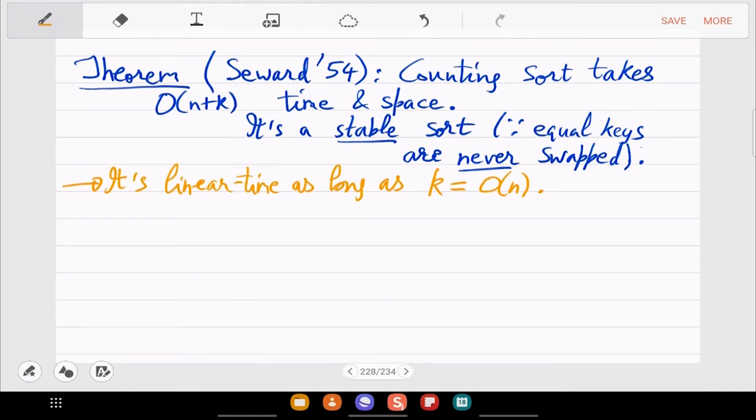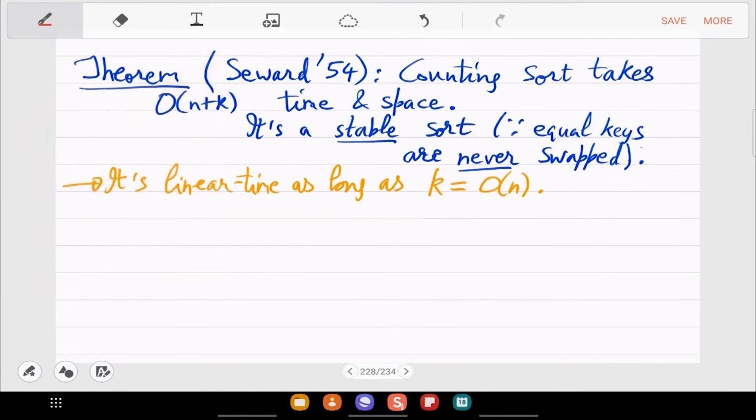But of course, if you have 10,000 students and the key you are using can go up to 1 million, 1 lakh or 1 crore, then you cannot do this because this is silly. Because then you are creating an array of 1 lakh entries for just 10,000 students. Right? So you don't use this then. Then you use the merge sort kind of algorithms.